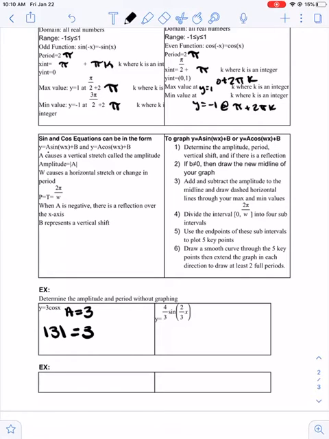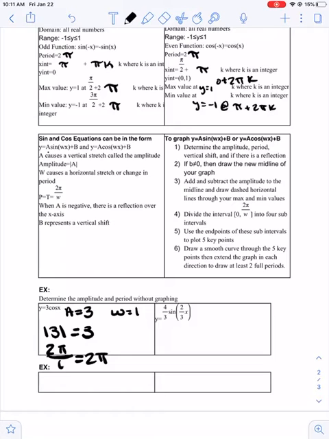Next, for period, we do 2 pi divided by W. And for this one, there's a 1 technically in front of that x. So our W is 1. So doing 2 pi divided by W equals just 2 pi. So there's no change in this period because the cosine's period is 2 pi. And that makes sense because it was just cosine x.